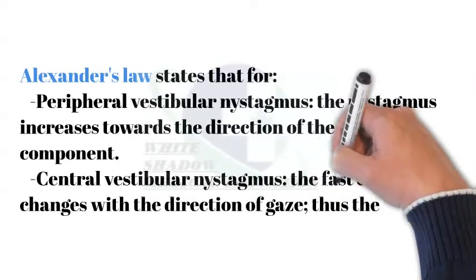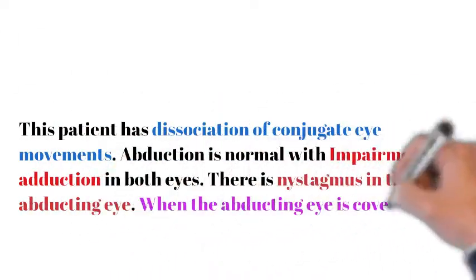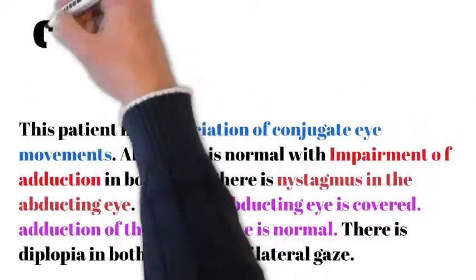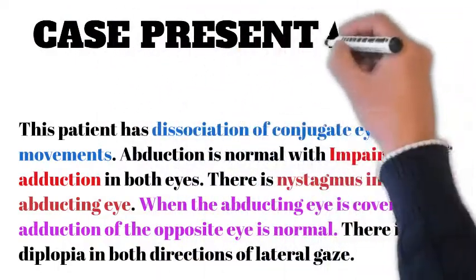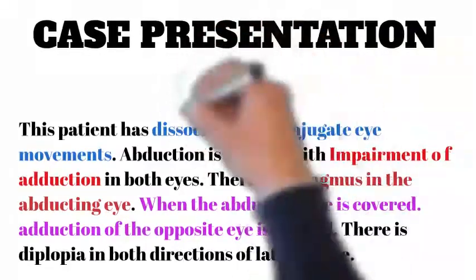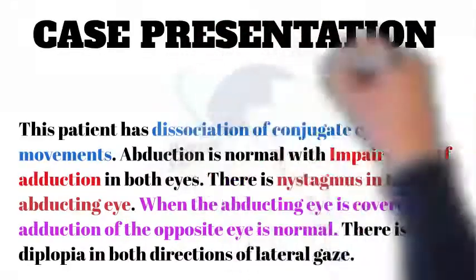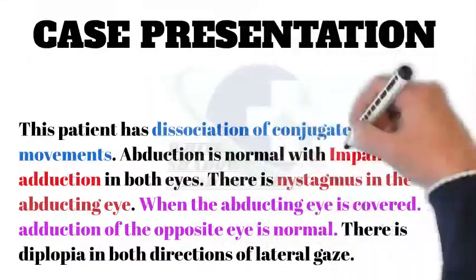Case 3. Case presentation. This patient has dissociation of conjugate eye movements. Abduction is normal with impairment of adduction in both eyes. There is nystagmus in the abducting eye. When the abducting eye is covered, adduction of the opposite eye is normal. There is diplopia in both directions of lateral gaze.